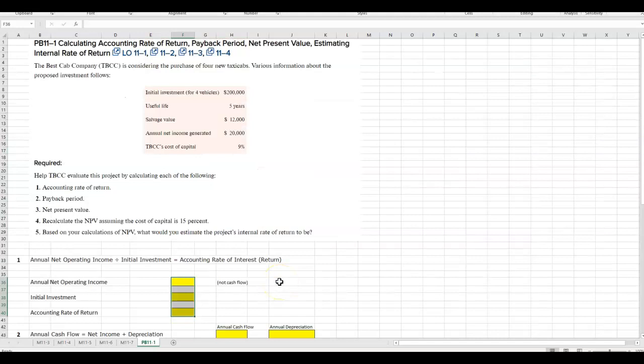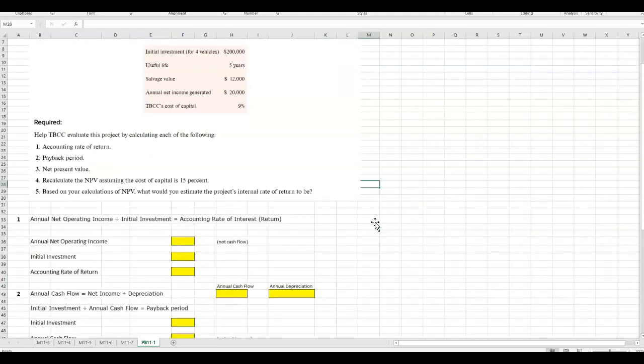So we're going to calculate a project using the accounting rate of return, the payback period, the net present value, and then recalculate net present value at 15%. And then based on those calculations of net present value, we're going to estimate the project's internal rate of return. All right, let's start on this. So the accounting rate of return is the annual net operating income, not cash flow. So the annual net income, 20,000.